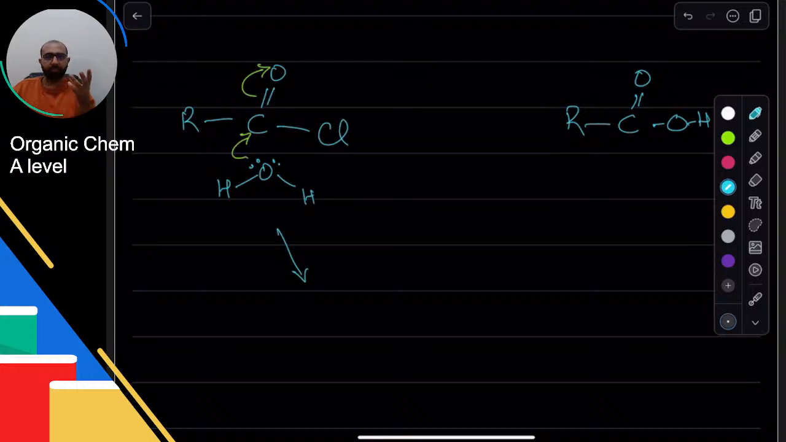electrons from? I mean, where will it get the negative charge from? Let's see first. First let's make the bond here.